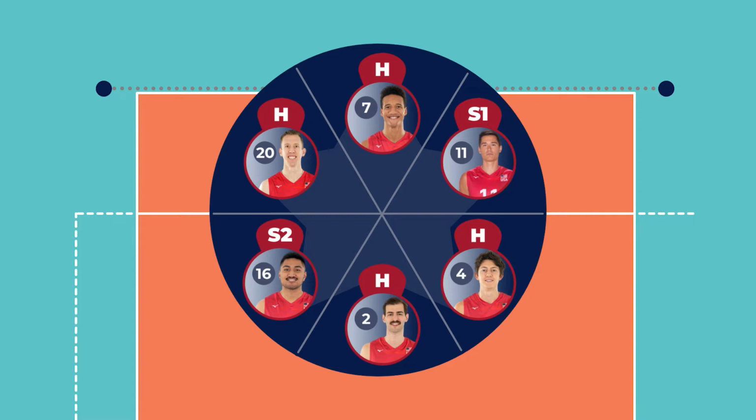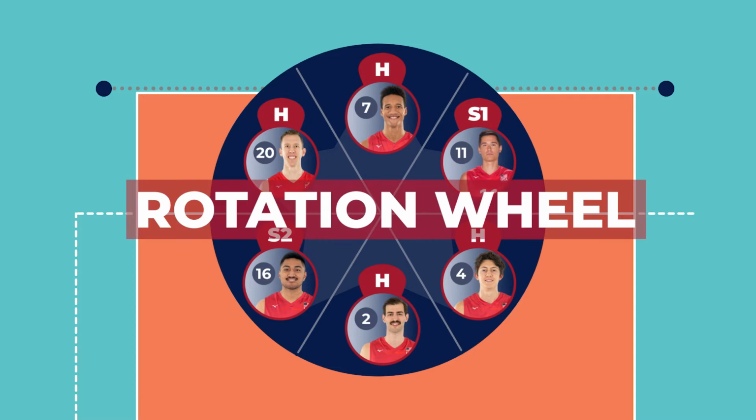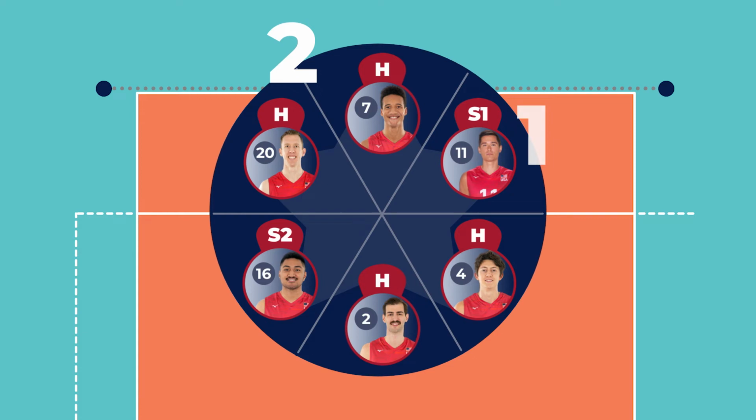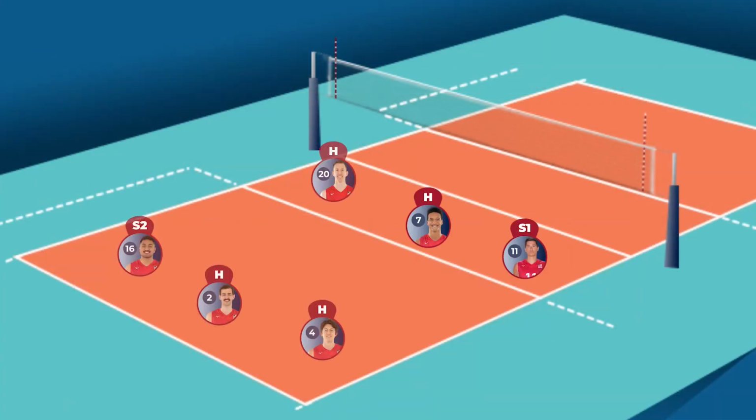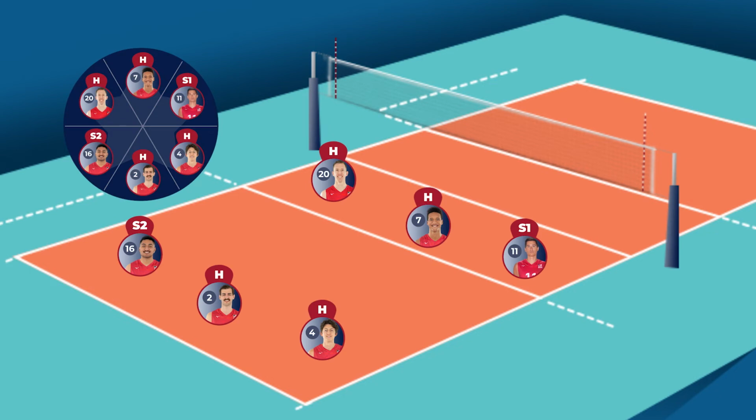A typical organization tool for coaches to understand the 4x2 system is shown here in what is called a rotation wheel. The wheel always shows 2 front row attackers and 1 front row setter in the top half of the wheel. For a coach to better understand the rotational wheel, let's start with the basics.